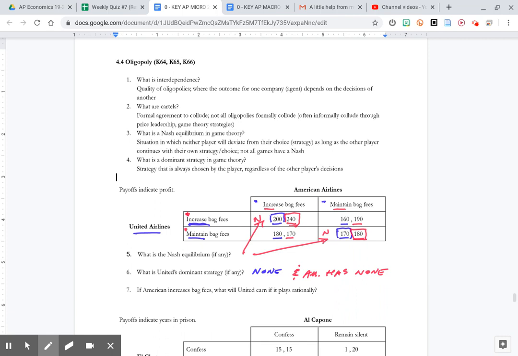Now, the last question here says, if American increases bag fees, what will United earn if it plays rationally? So reading the table, we say, okay, American's going to increase, and so American gets 240.